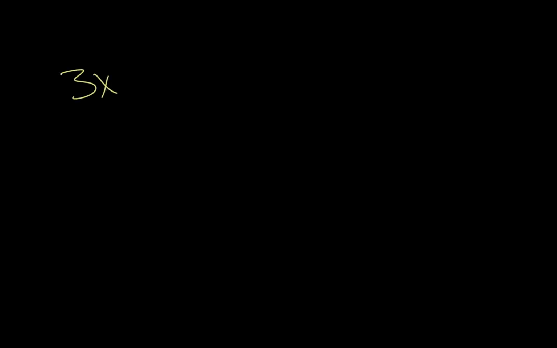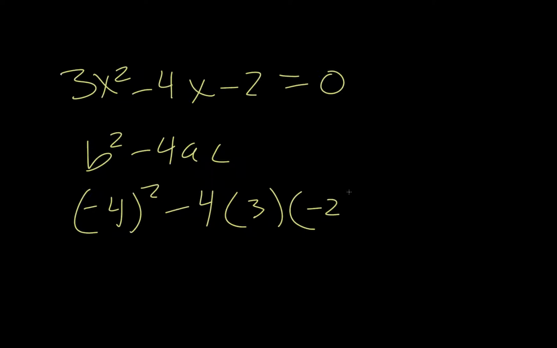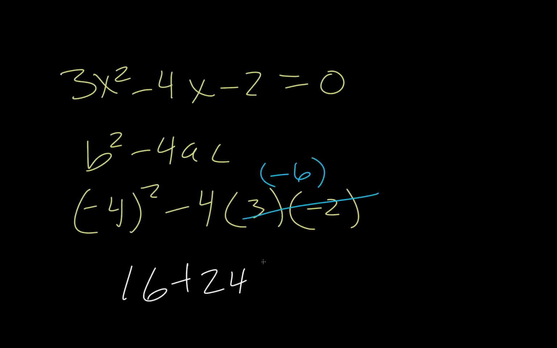So once again, it wants us to use the discriminant to determine the nature of the roots. So we just write our discriminant here. So our B is -4. Our A is 3, and our C is -2. If we simplify that, these two become negative 6. And if we do negative 6 times negative 4, we get positive 24. And then if we do negative 4 squared, we get 16. Add those together, we get 40. And so that is our discriminant.